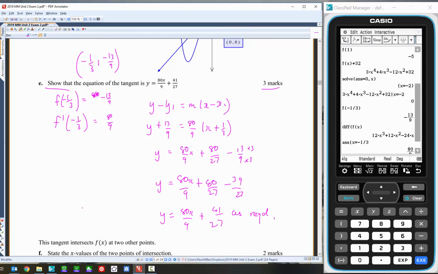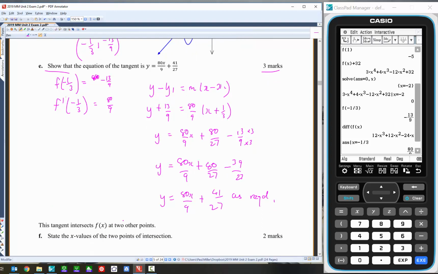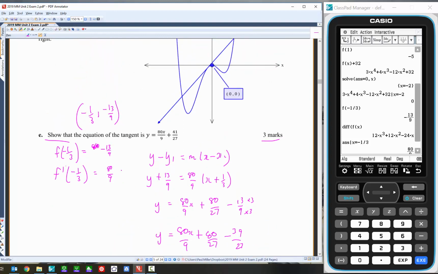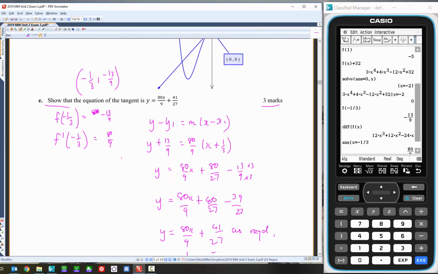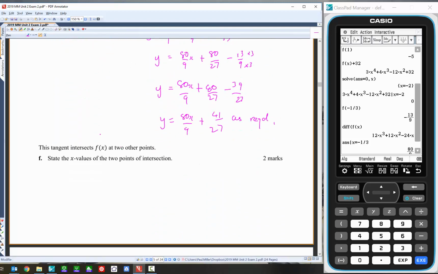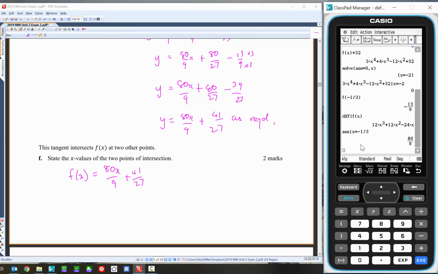All right, the tangent intersects f of x at 2 other points. Obviously it intersects here at the point of tangent, but it's going to intersect here and here. So what we're going to do is simply write f of x equals this tangent line. We're going to look for the intersection of the original function and the equation of the tangent. So let's go and get the calc to do the hard work for us.